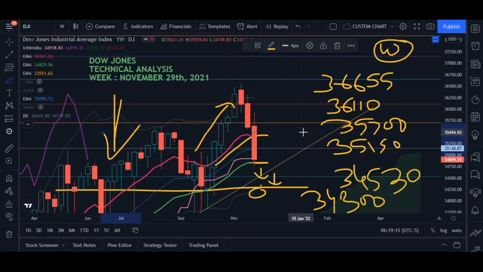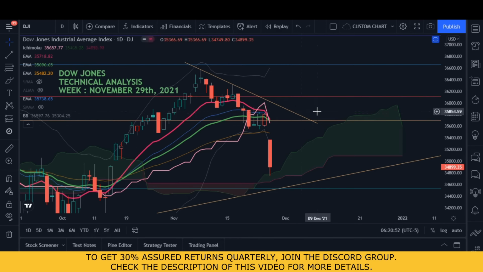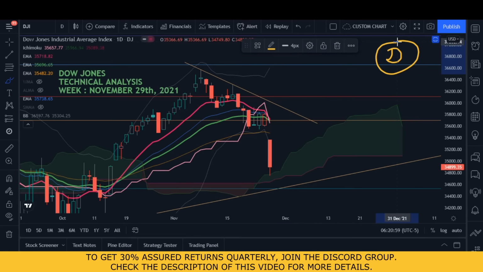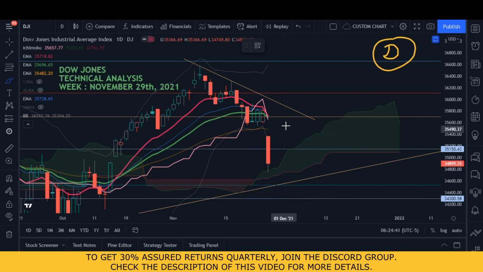Now let's move on to the daily chart to see what is supposed to happen, what is most likely to happen and how it will happen. Okay, so we are here on the daily chart. This is the daily chart, which means one candle represents one day. These are the daily candles.